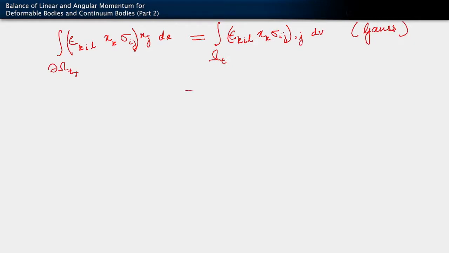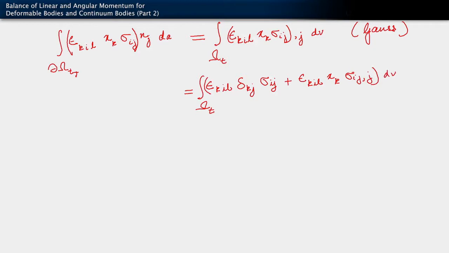In computing the gradient, observe that the permutation symbol is a constant, right? It's just a set of numbers. So nothing happens to the permutation symbol. Okay, so it's epsilon KIL. Okay, let's do it. And then we just apply the product rule, right? So the derivative of xk with respect to xj gives us the Kronecker delta. So we get delta kj sigma ij, okay, plus epsilon KIL xk sigma ij comma j dV.